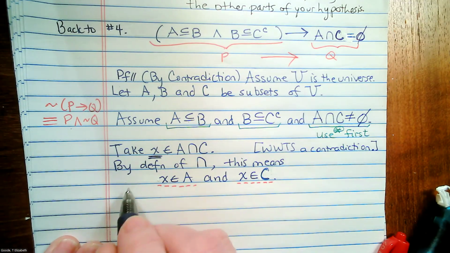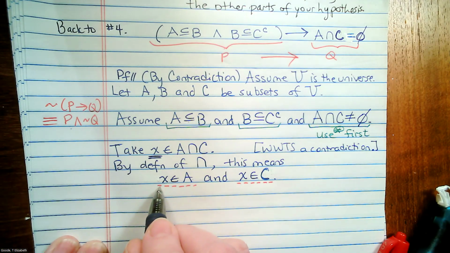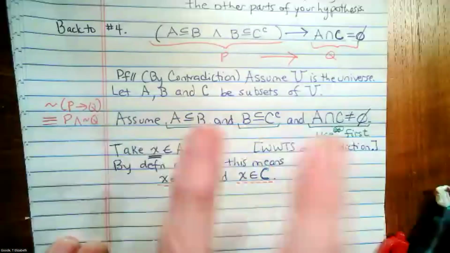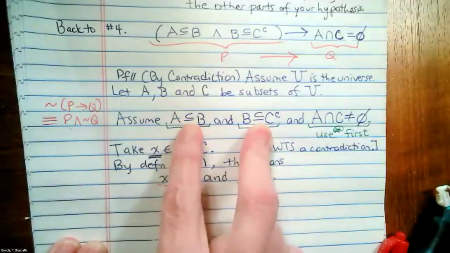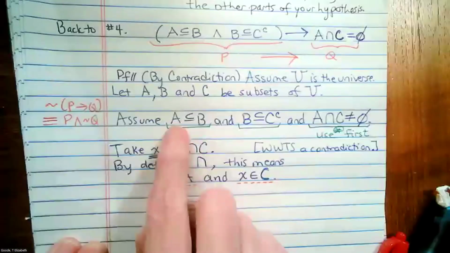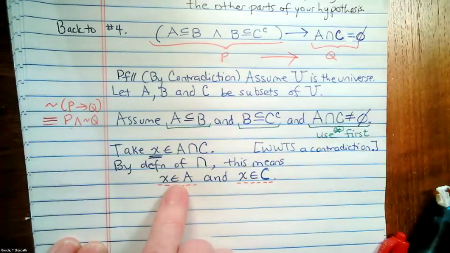So what does it mean? These two pieces have nothing to do with each other, really. These are independent of one another. I'm just saying we know X is in A, right?